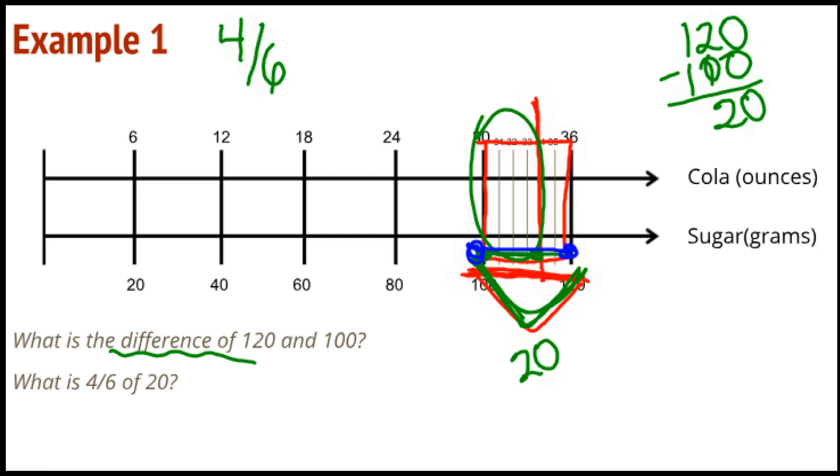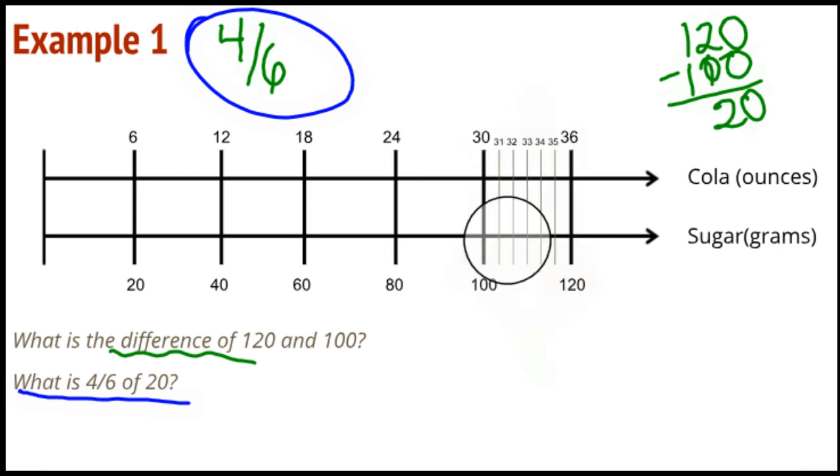And we've already established that I only want to go 4/6 of the way. I want 4/6 of the 20. So how would I find 4/6 of 20? Well, that sounds an awful lot like a multiplication problem. I'm going to get rid of some of my beautiful drawing here. 4/6 of 20.